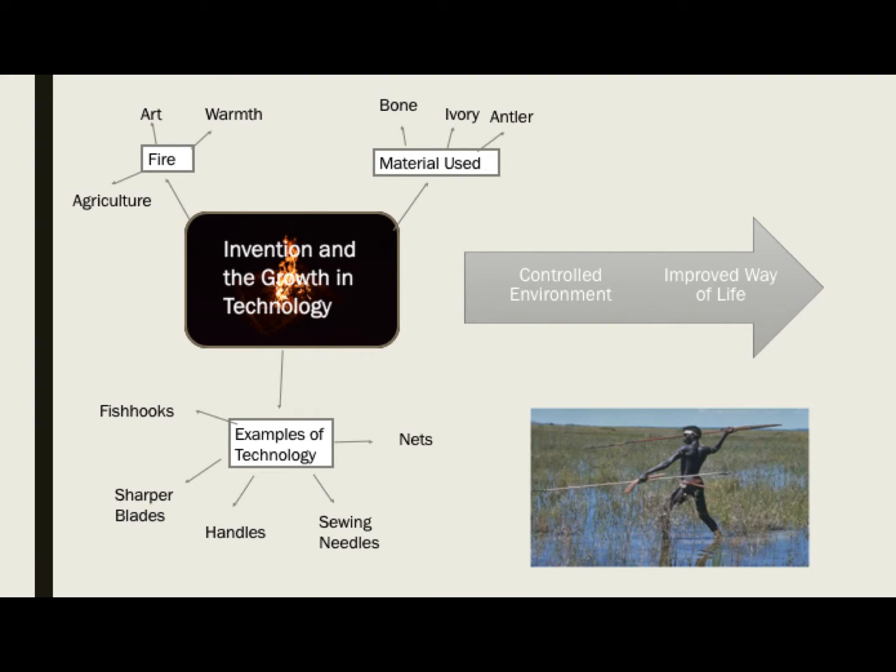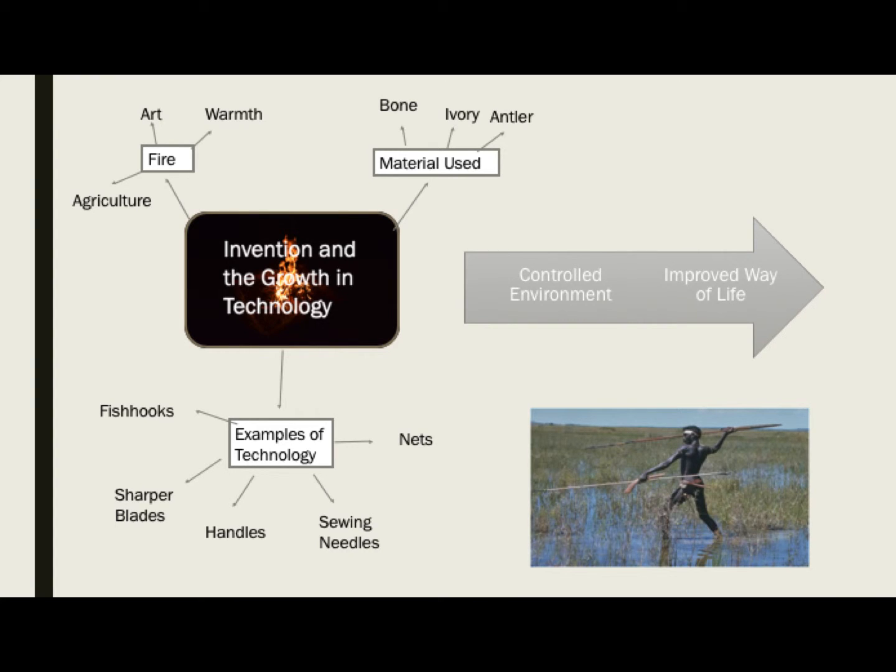Some examples of this new technology include fish hooks and nets. Both men and women at this time were hunting and catching fish with the nets. Sharper blades were also created, along with wooden handles, which were often attached to spears, which you can see at the bottom, and handles for axes. This made life much easier as men were able to kill wild animals from a farther distance.